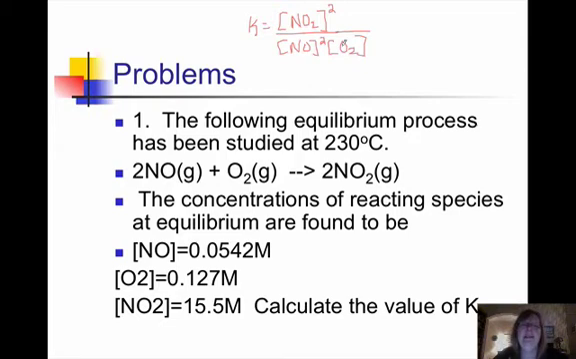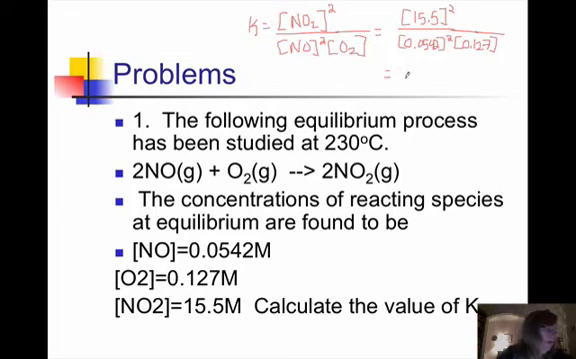Now what I need to do is plug these numbers in. The NO2 concentration at equilibrium is 15.5 molar. That's pretty big. And I've got to square that. Then I divide by the concentration of NO at equilibrium, 0.0542 squared, and the concentration of oxygen is 0.127. When I plug all this into my calculator, 15.5 squared divided by parentheses 0.0542 squared times 0.127, I get a pretty big value: 6.44 to 3 significant digits times 10 to the 5th.